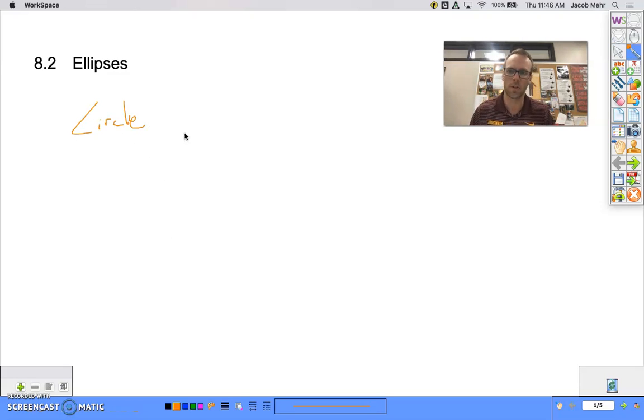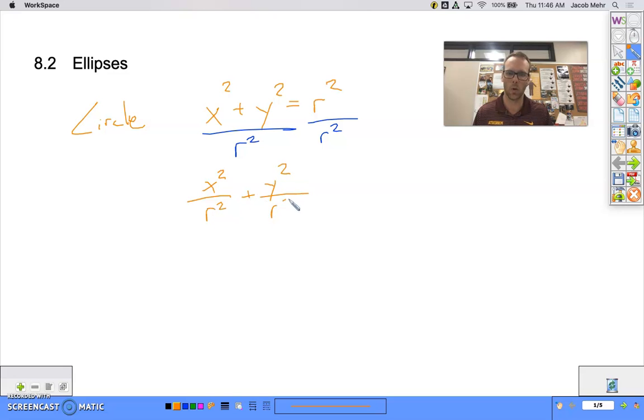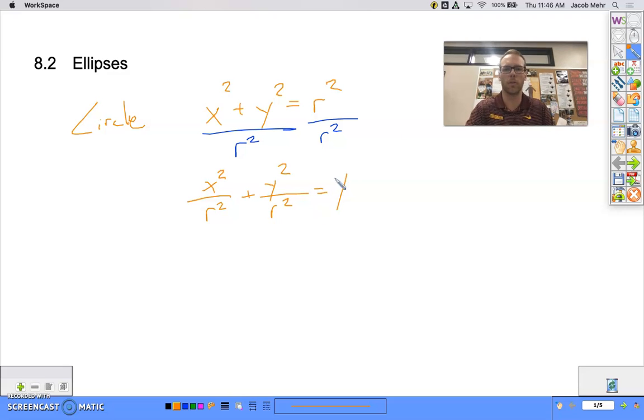But let's develop this, and I want to go back to the circle for a moment here. Let's think about our standard form of the equation of a circle. We have x squared plus y squared equals r squared. Now, what would happen if I were to divide both sides by r squared? I would get the equation x squared over r squared plus y squared over r squared equals 1. I hope you feel good about that.